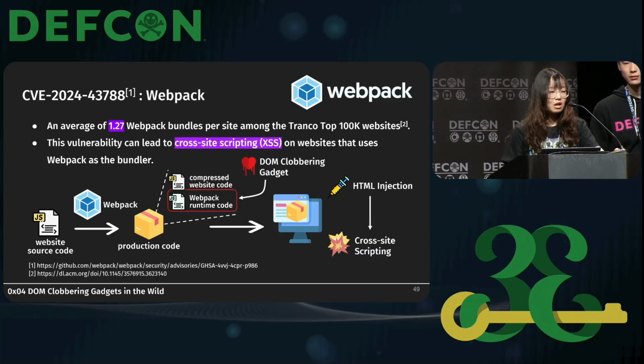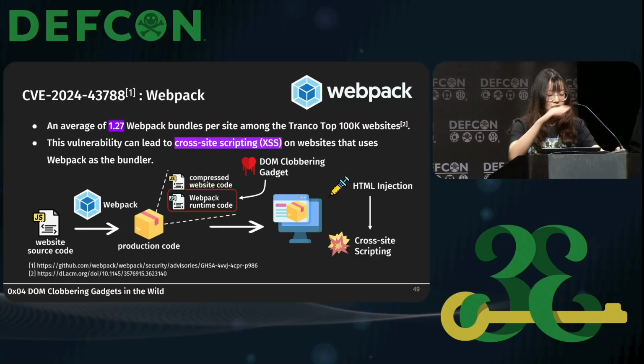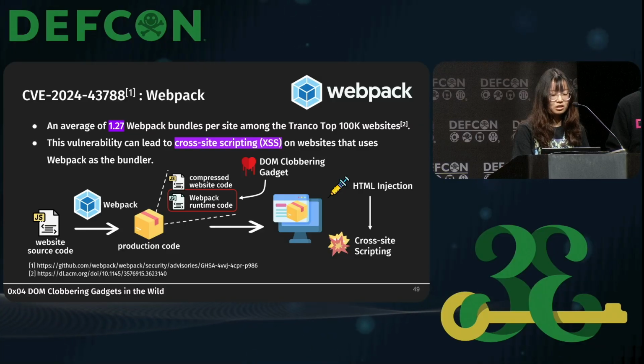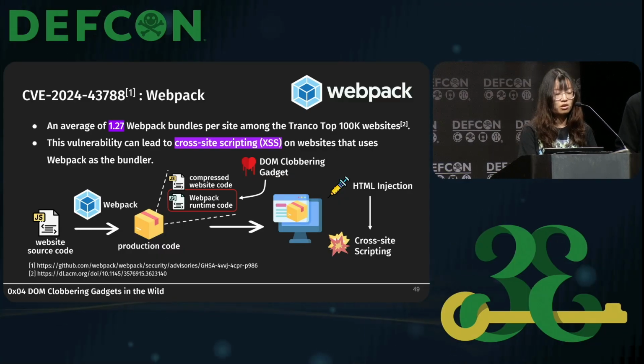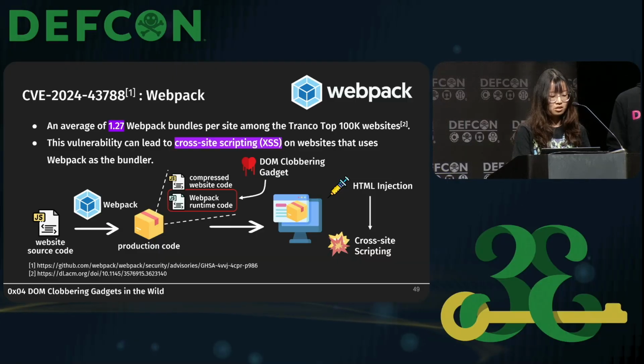The first case I want to show you is Webpack. According to an investigation, there are on average 1.27 Webpack bundles per site among the Tranco top 100K websites. The vulnerability we found with Hawk can lead to cross-site scripting on websites that use Webpack as the bundler. In case you're not familiar, the pipeline of using Webpack is like this.